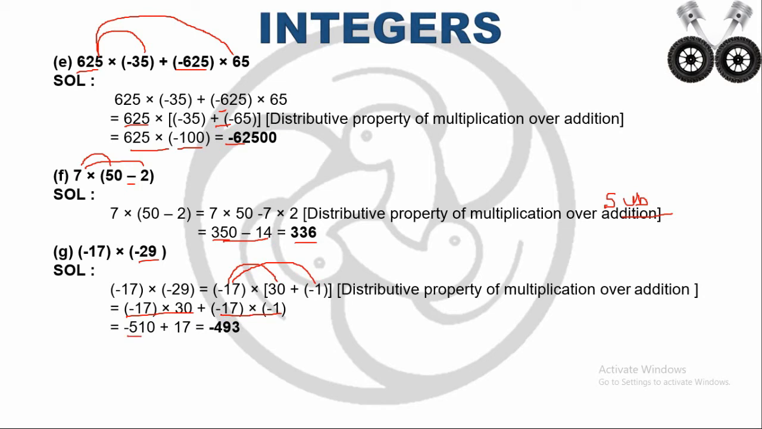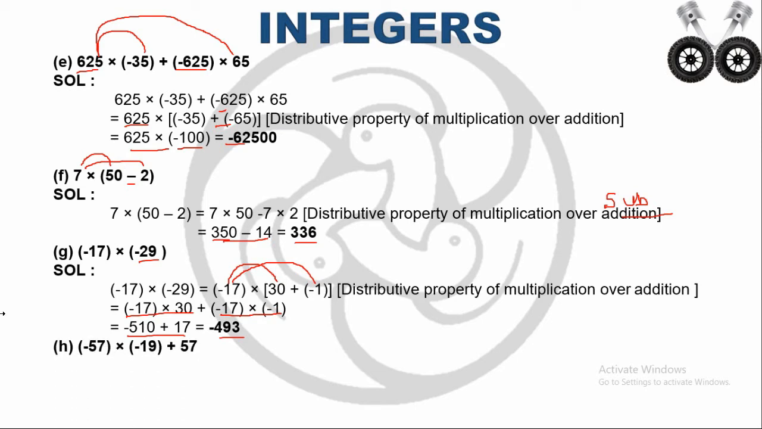Again the two integers have different signs, so we have to subtract. So 510 minus 17 is 493. The biggest number is 510, and its sign is negative, so the answer is minus 493.